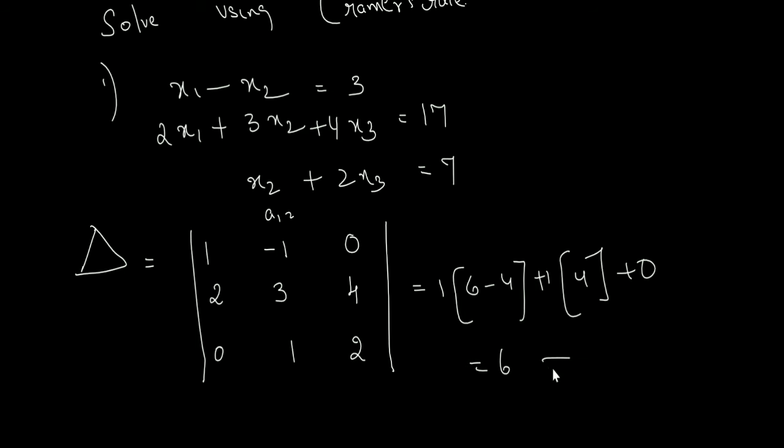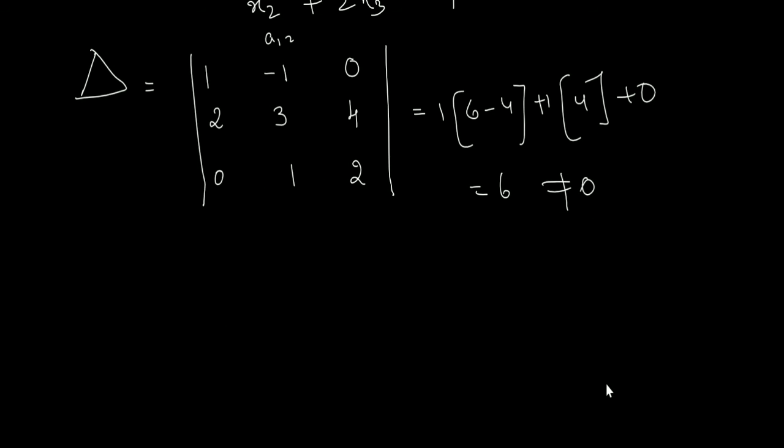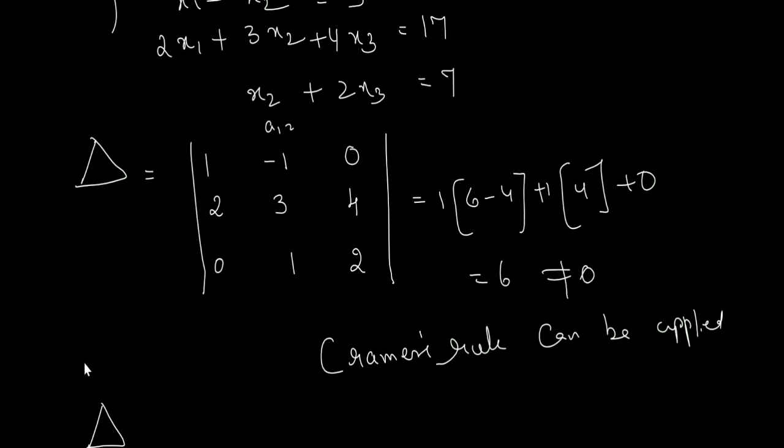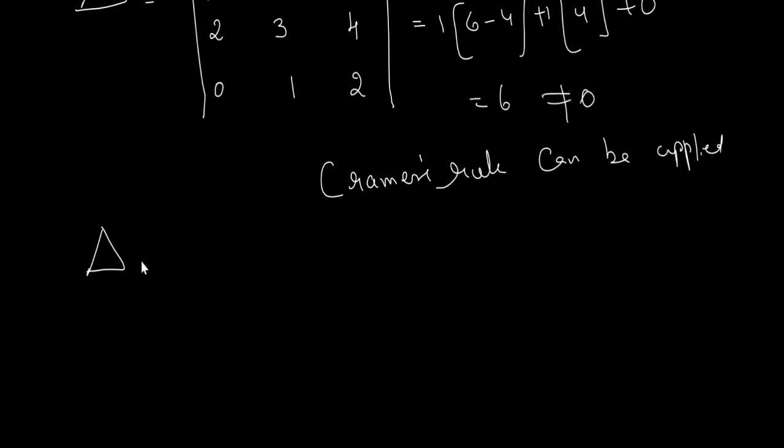And it is not equal to 0, you should write. That's very important. If it is equal to 0, you cannot use Cramer's rule. It is not equal to 0, so Cramer's rule can be applied. You have to find delta x instead, because now everything is in terms of x1, x2. Don't write delta x, you can write delta 1. If it is x, y, z, you can write delta x, delta y, delta z.